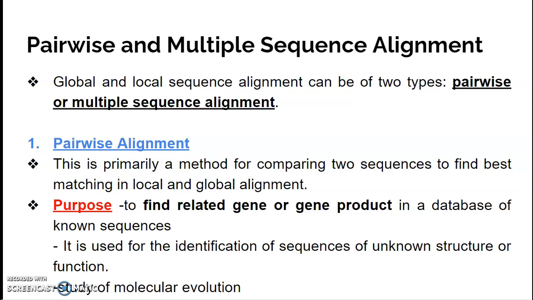And the purpose of this alignment procedure is to find related genes or gene products in a database. The next purpose is the identification of sequences of unknown structure and function. If you have a protein or an unknown sequence, and you want to find its structure or function, you can use this pairwise alignment. And the third purpose of this is to study molecular evolution.